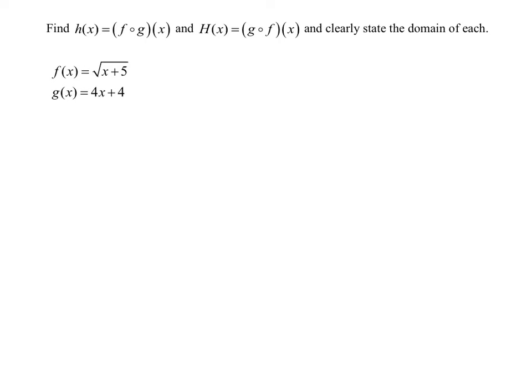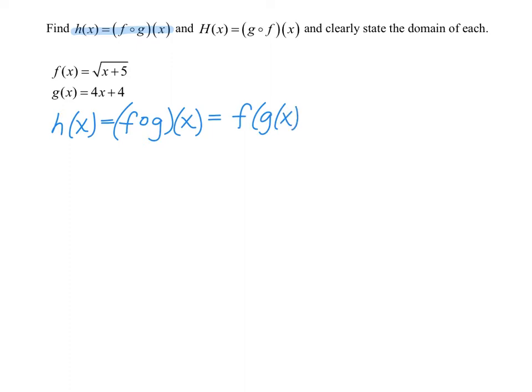In this video, we are looking to find two different compositions. The first is h of x, which is defined as f of g of x. So let's start with that one. So h of x defined as f of g of x, that's that open dot, which can be rewritten as f of g of x. And I actually prefer the second way of writing this notation because it's much clearer which function is inside.